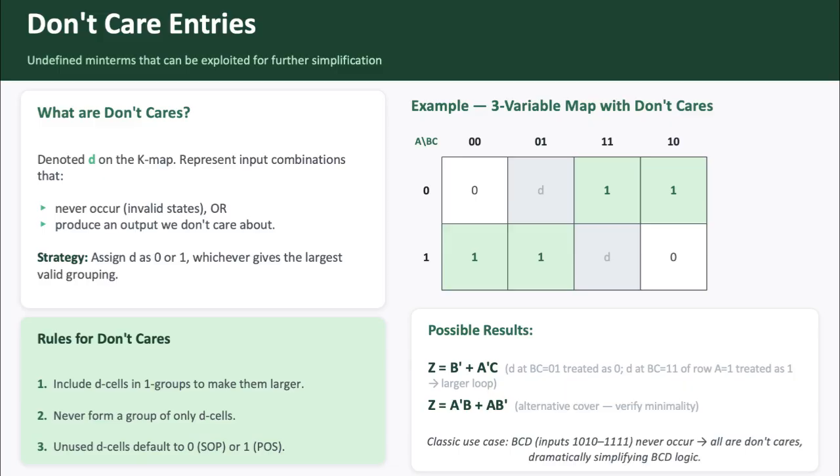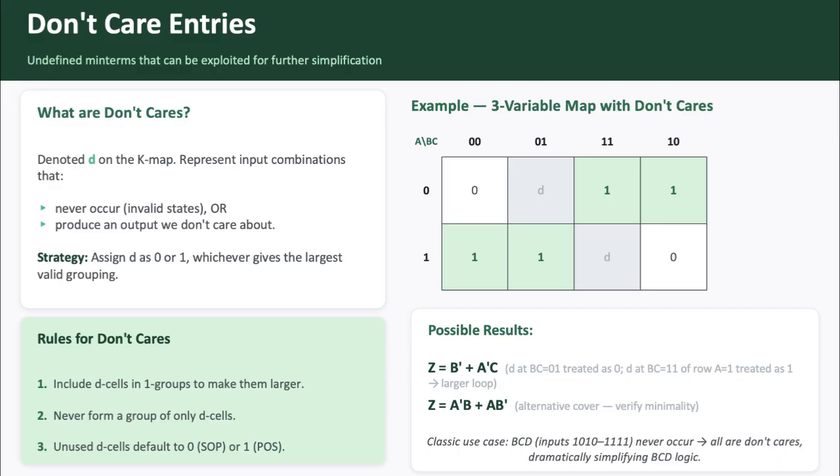Look at the 3-variable example on the right. We have z equals 1 at a equals 0, bc equals 1 1 and a equals 0, bc equals 1 0, and also at a equals 1, bc equals 0 0, and a equals 1, bc equals 0 1. The don't cares sit at a equals 0, bc equals 0 1, and a equals 1, bc equals 1 1. If we treat the don't care at bc equals 0 1 as 1, we can extend a group to cover a equals 0, bc equals 0 1, bc equals 1 1, and bc equals 1 0, a group of 3. But wait, 3 is not a power of 2. We cannot do that directly.